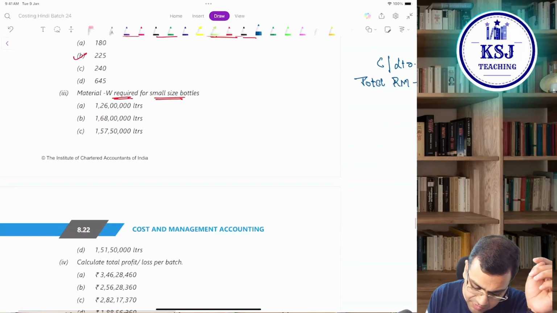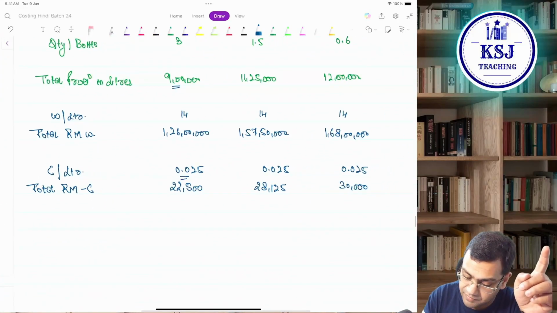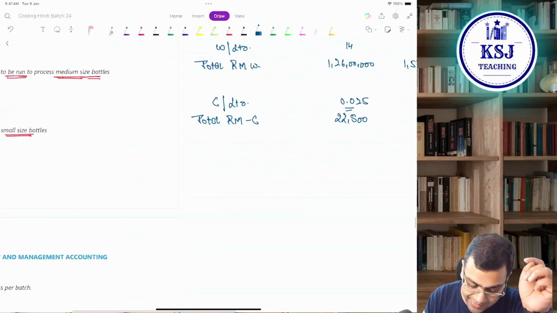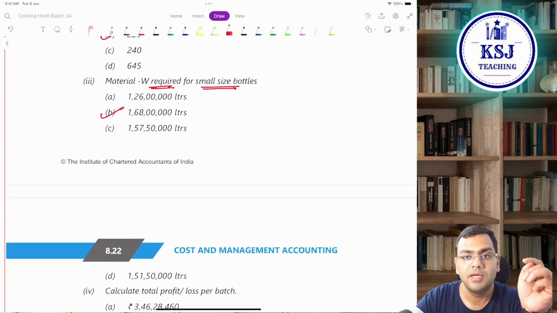So let's see the third MCQ. Material W required for small size is 1 crore 68 lakh liters. So 1 crore 68 lakh liters, option B that we have.